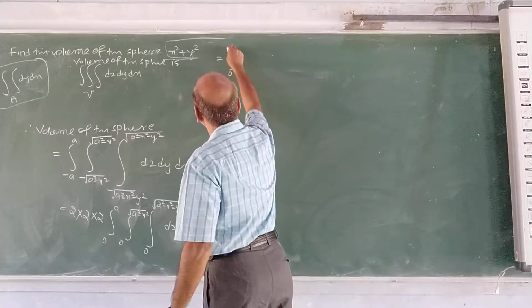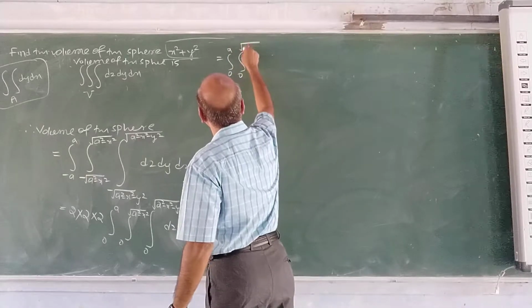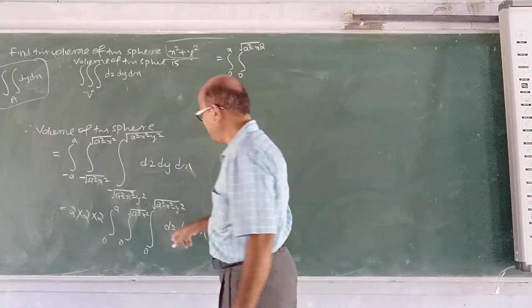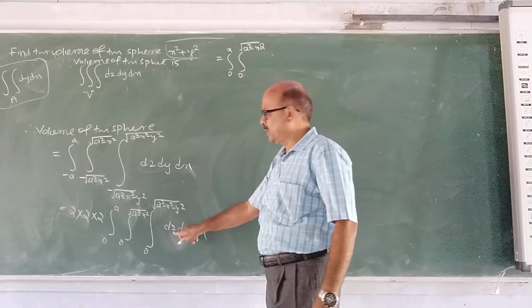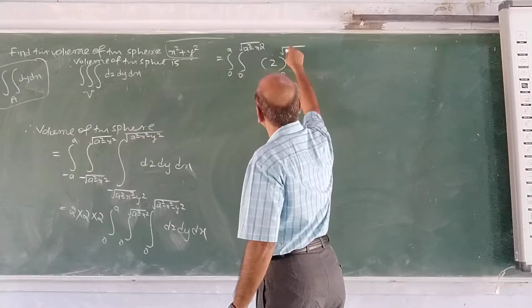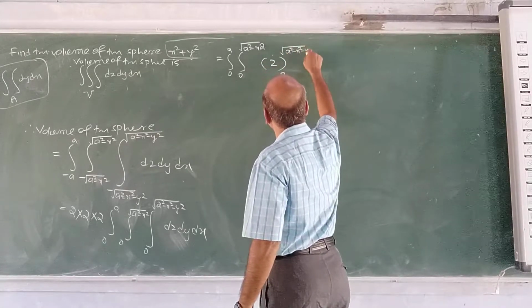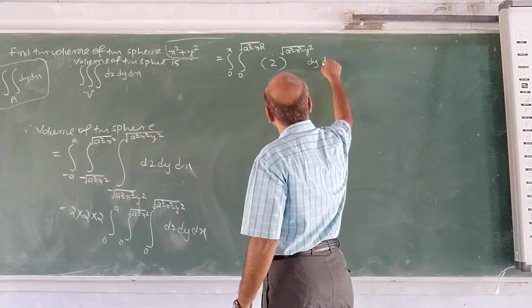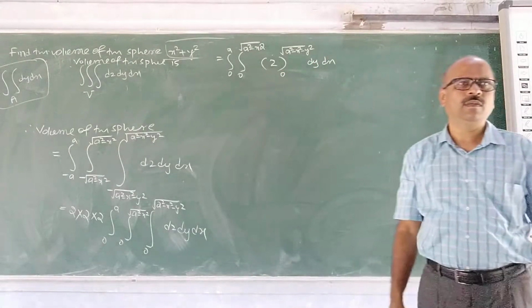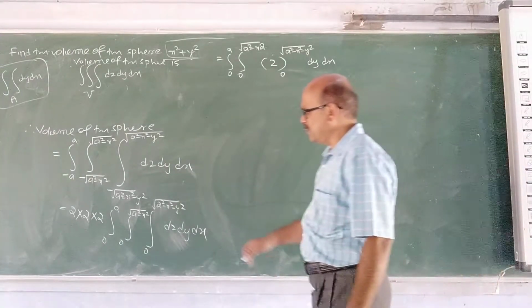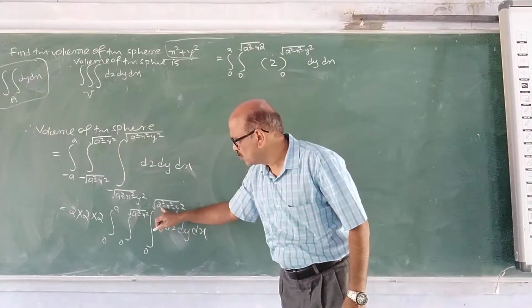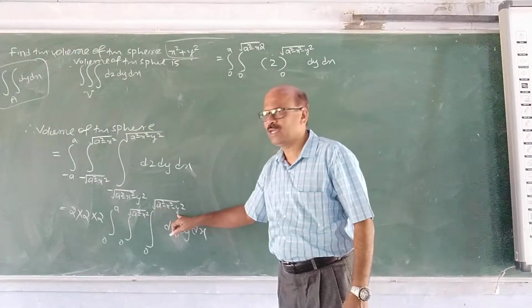It is 0 to a, 0 to root a square minus x square. Now with respect to z first. What is the integration of dz? It is z, from 0 to root a square minus x square minus y square, dy dx. You can easily understand. We integrate with respect to z first. What are the limits? 0 to root a square minus x square minus y square.